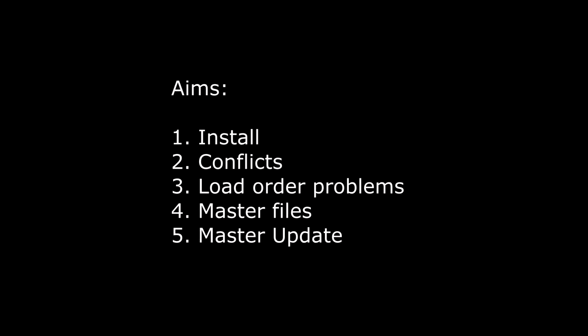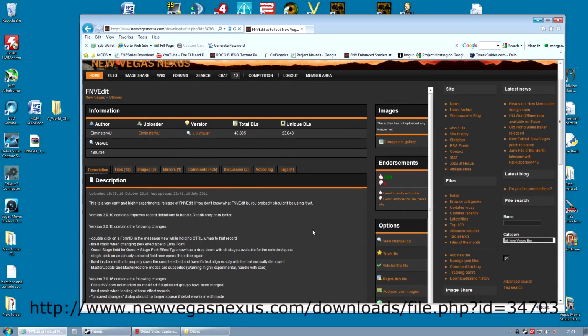3. Learn how to use FNVEdit to identify problems with your load order, things that make your game crash when you start, for example. 4. Learn the difference between a master file and being the master of another file. There is a difference. And 5. We're going to learn about master updates, what it is and how to do it, and why it might actually break your game. So, first thing to do, download the archive from the Nexus website.